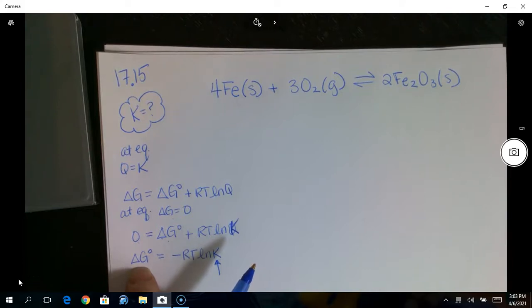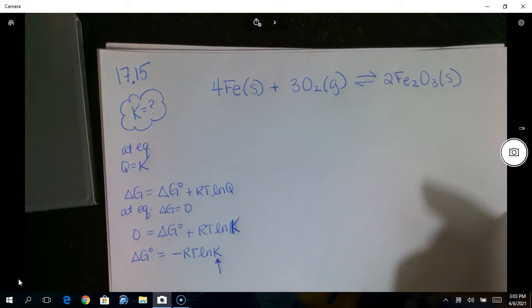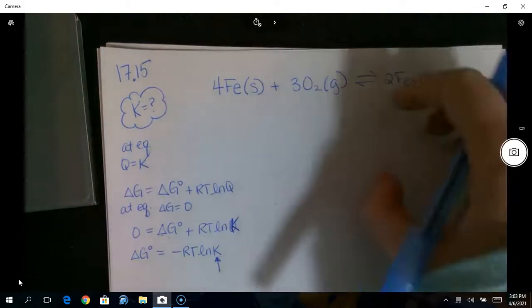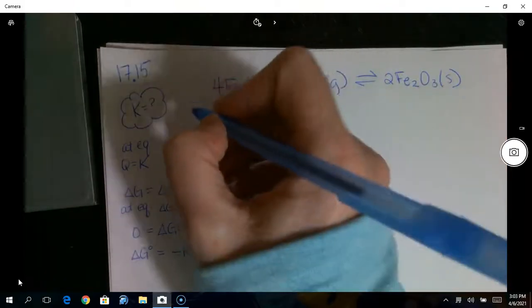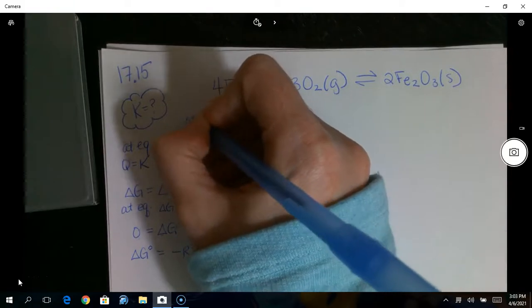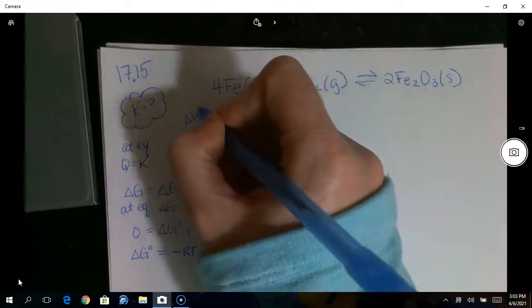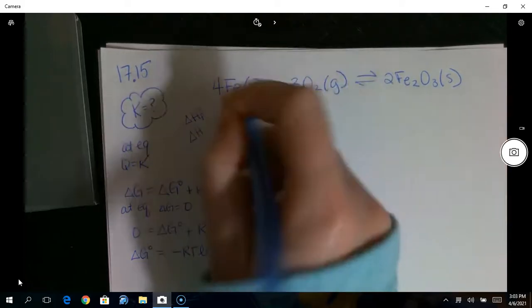But we're not given that. We're given standard enthalpy of formation and the standard entropy. So we need to do our equations that we did up here with our initial and final to work through those. So first, let's talk about delta H of formation. We're going to use those to find change in enthalpy.